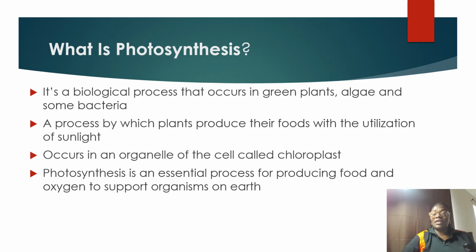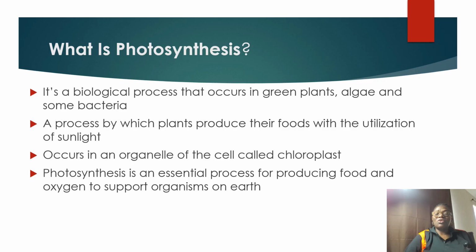Photosynthesis is an essential process in producing food. It is not only important for the plants that manufacture food, but it is also important for organisms. It supports organisms on Earth. For example, when plants produce their own food, they'll be able to grow very well. You have some organisms that will eat plants, and you have other organisms that will feed on these organisms that feed on plants.